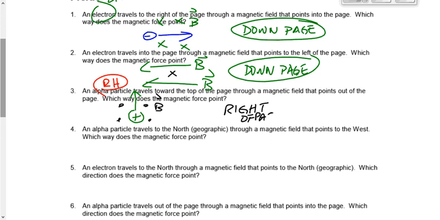Actually, let's do one more. Let's do number 4 as well. 4 says an alpha particle, once again, it's a right-hand rule. Alpha particle travels to the north through a magnetic field that points to the west, which way is the force? This time, for the first time, our frame of reference is not the page, it's the Earth. So this is where we got to think about that map of Canada. Okay, you can't see outside, you can't see the mountains out there, you don't know which way is north or east or south or west.